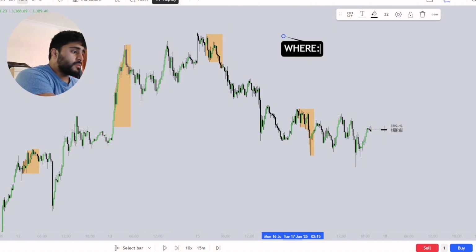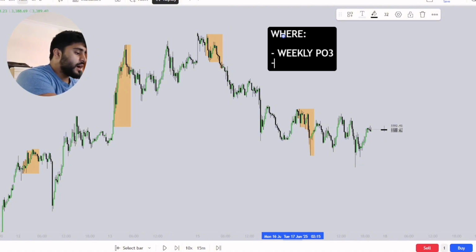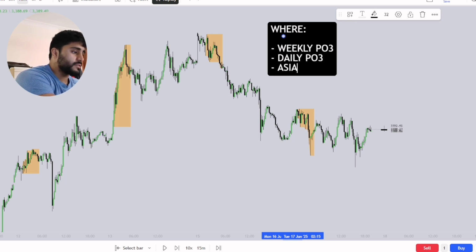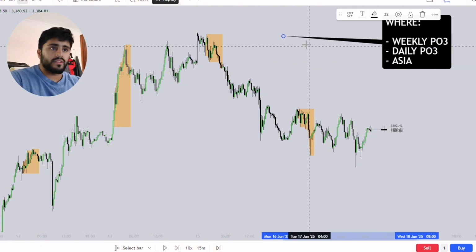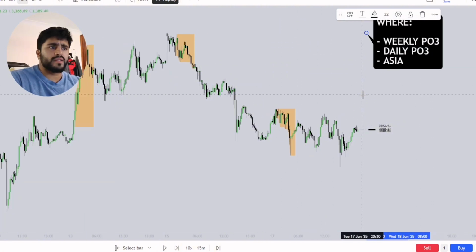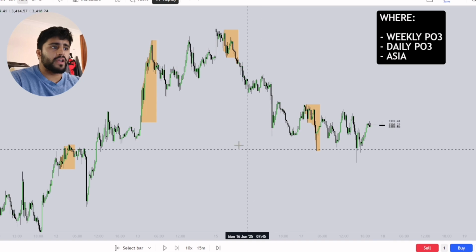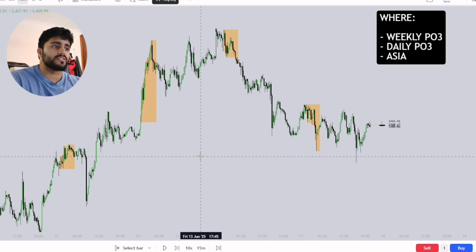When it comes to the where, I'm looking at a few things. I want to look at the weekly PO3. I then want to look at the daily PO3, and then I also want to look at Asia. These are the 3 things I'm looking for. If we just take that to one side, what I want traders to look at now is the following thing. We're going to be basing this trade off a particular scenario.